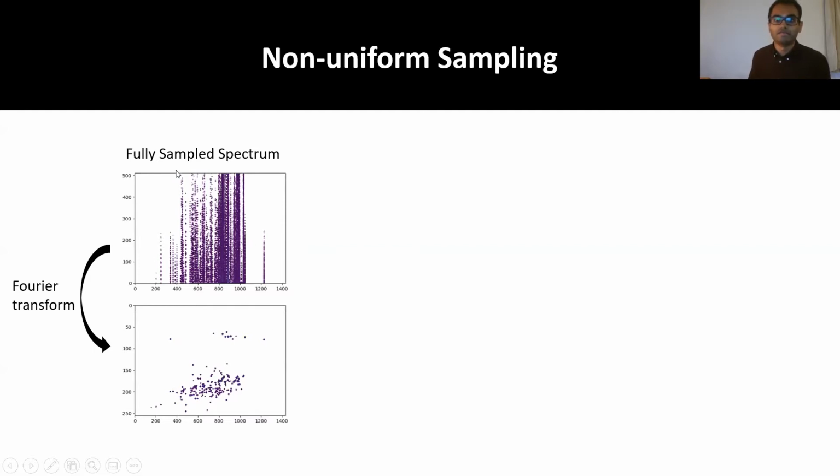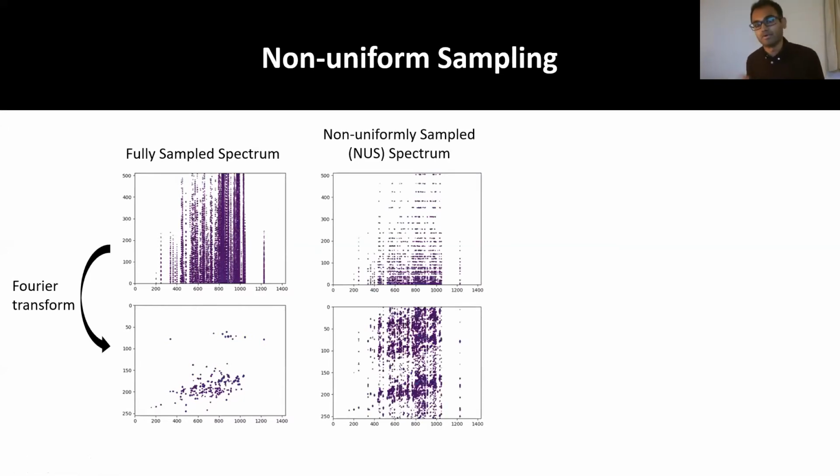The thing is, with your fully sampled spectrum, each complex point in your indirect dimension means you have to record 2 more 1D spectra. So it's quite time intensive. So what you can do is think, I'm not going to record all of them, I'll skip some of them out. And that gives you a non-uniformly sampled spectrum. And the points you sample are defined by a sampling schedule.